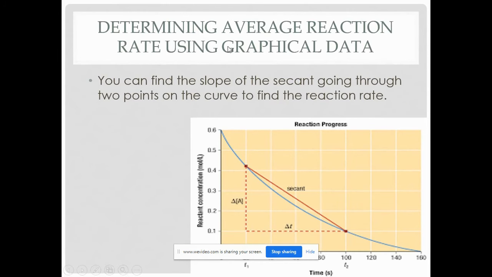Okay, so now we're going to talk about graphs, determining average rate of reaction using graphical data. You can find the slope of the secant going through the 2 points on the curve to find your reaction rate. So if you wanted to find the reaction rate between a certain time and another, a second time, you just draw a straight line between those 2 points and you take the slope, which is y2 minus y1 divided by x2 minus x1.